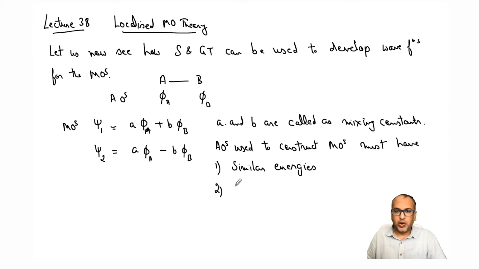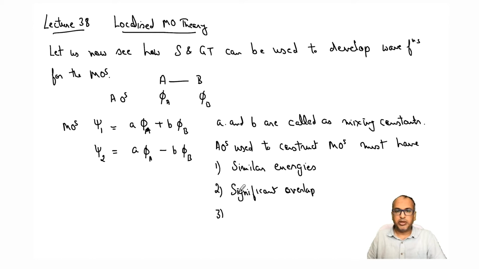So they should also have significant overlap. How do we know whether two orbitals are having significant overlap? That we can calculate with the Slater's overlap integral, right? That we have seen earlier.